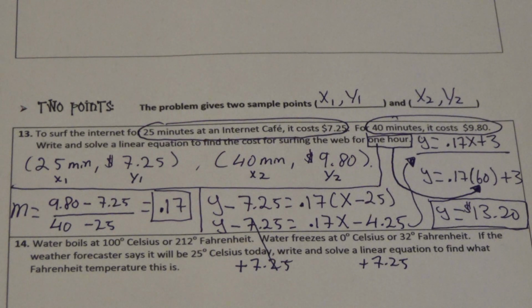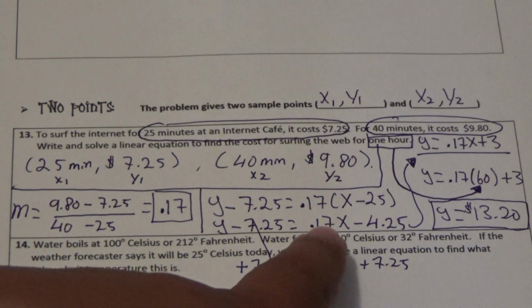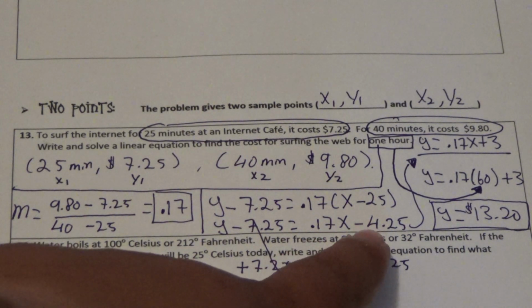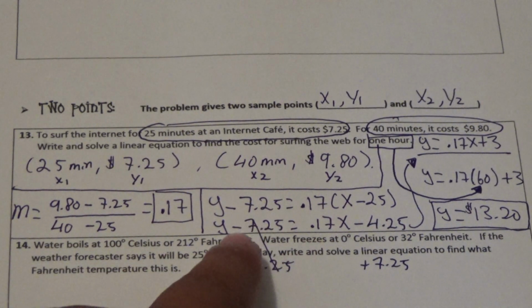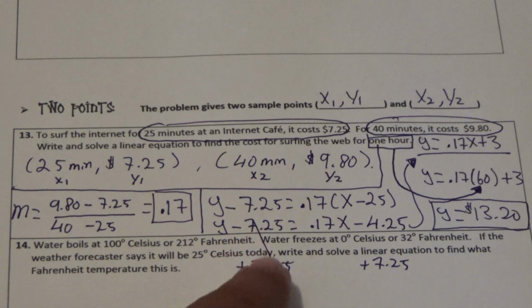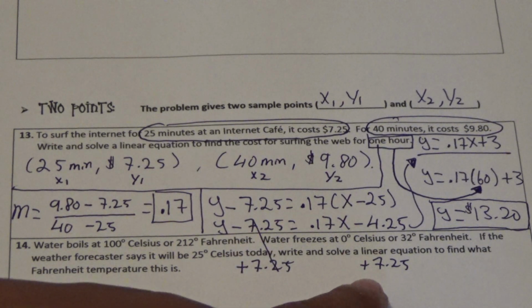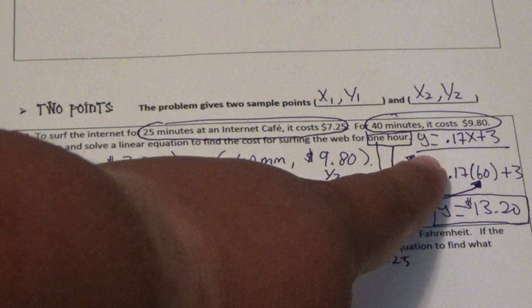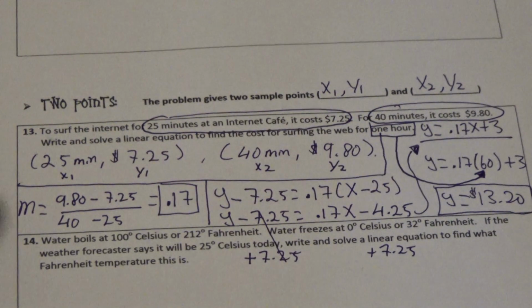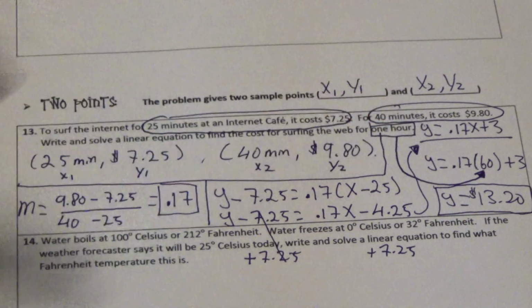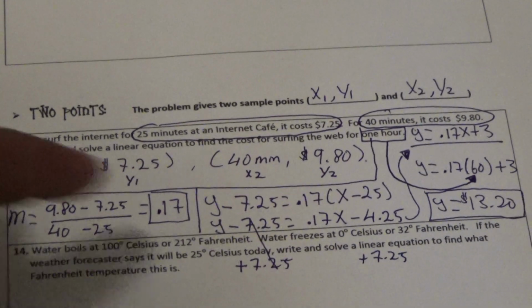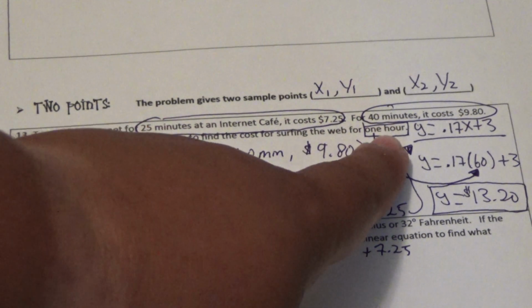Then don't forget to distribute that slope. 0.17x minus 4.25. Solve for y. Get rid of that 7.25 by adding it to both sides. When you simplify, follow my arrow, you should have y equals 0.17x plus 3 up here. But the ultimate question is, as you will read, I need to know the cost for surfing the web for 1 hour.